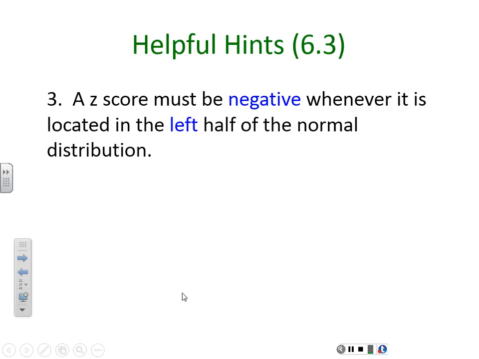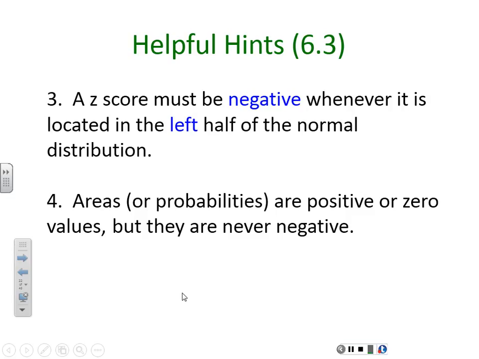Also, your z-scores can be negative. Your z-scores will be negative when the value is in the left half of the normal distribution. So be careful: if you know you're looking at something on the left side, make sure your z-score is negative.